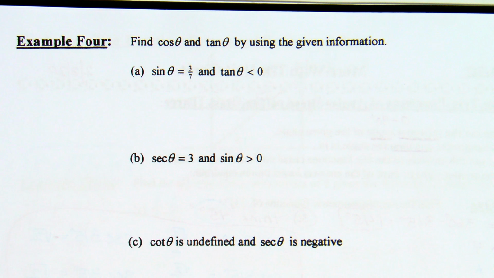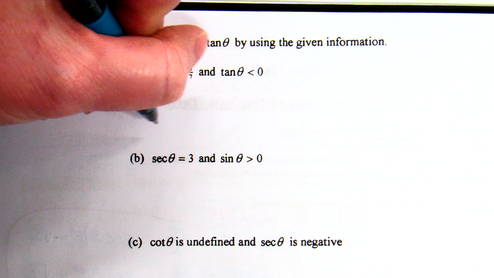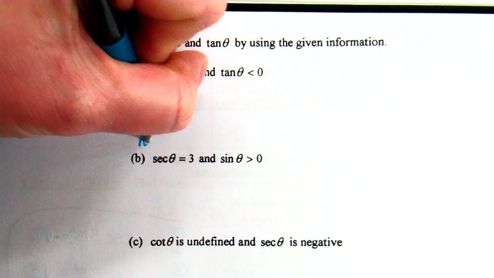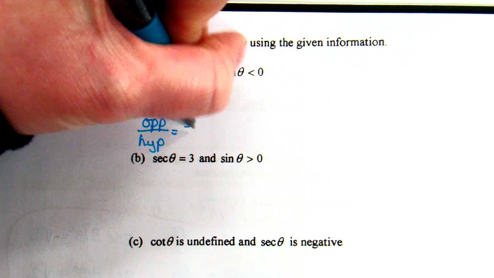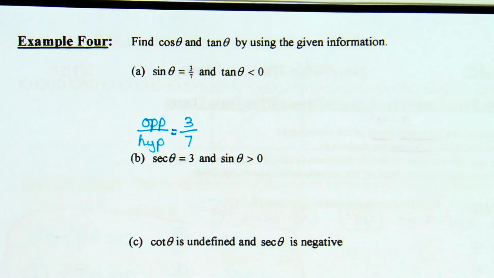Any thoughts of what they're telling us? Okay. If we think SOHCAHTOA, we know sine is opposite over hypotenuse, yes? And so if we think in that respect, opposite over hypotenuse is going to be 3/7. So when I draw the triangle in a moment, I can draw opposite of 3, hypotenuse of 7.